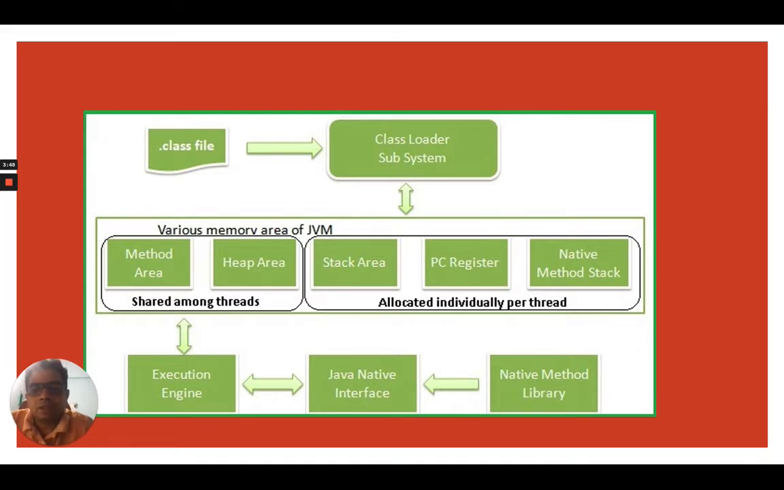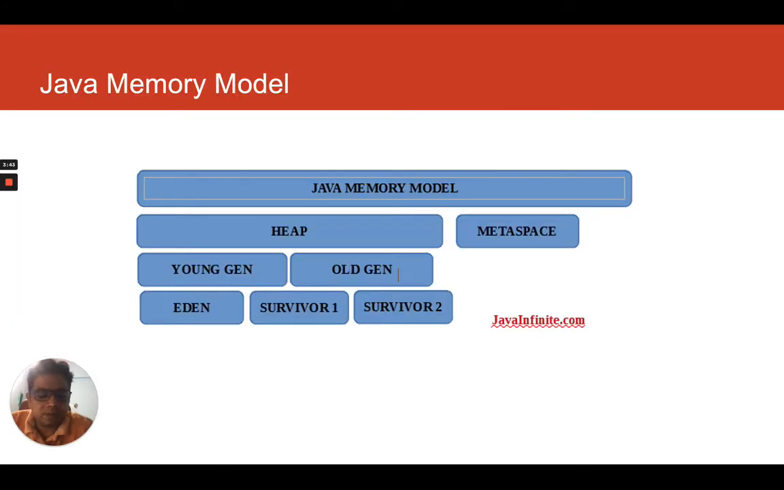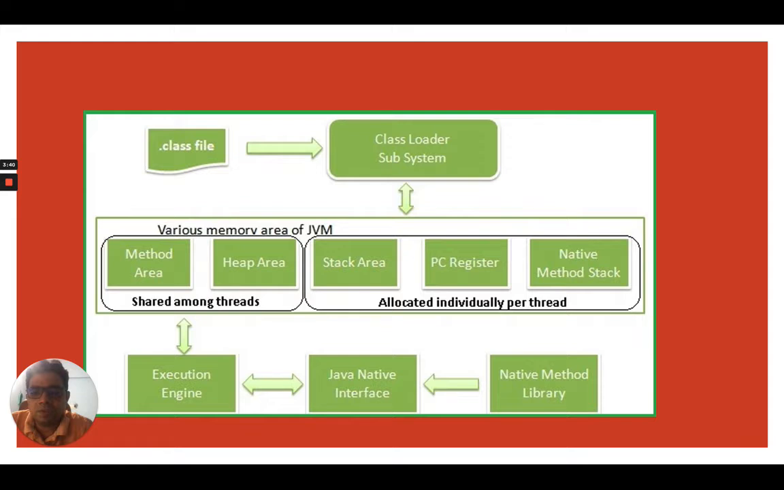So in the Java memory model, as I said in the beginning, it is divided into heap, metaspace, young generation, old generation. The method area is in the heap, and then the variables are in the stack, with the PC register and methods. Now stack, PC register, or native method stack are per thread, individual to each thread. But the heap area is shared space. It means that if there are 10 threads, all 10 will read the same heap area, but stack and registers are allocated per thread.